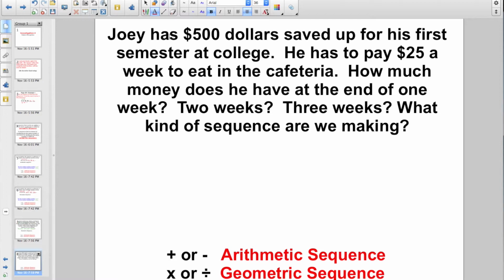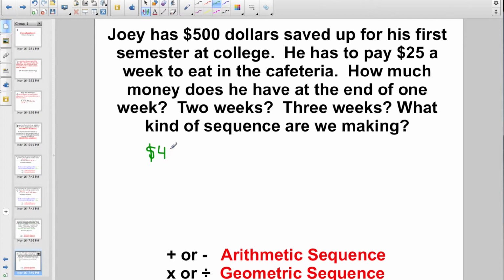Here it says, Joey has $500 saved up for his first semester of college. He has to pay $25 a week to eat in the cafeteria. How much money does he have at the end of 1 week, 2 weeks, 3 weeks? And again, they want to know what kind of sequence we're making. Well, my first question is, if he's paying, is he adding money to this $500 or subtracting money from this $500 if he pays? Anybody here has always paid. You always have less money if you're paying, right?